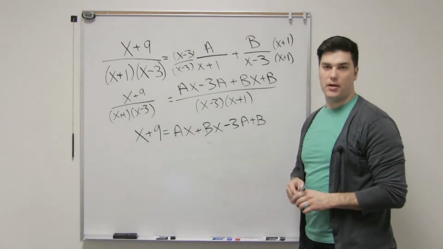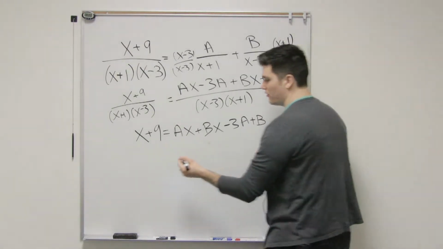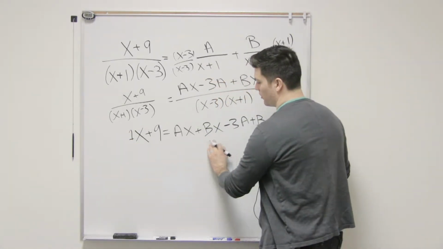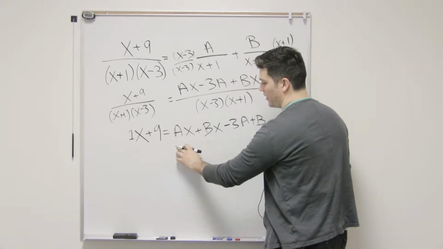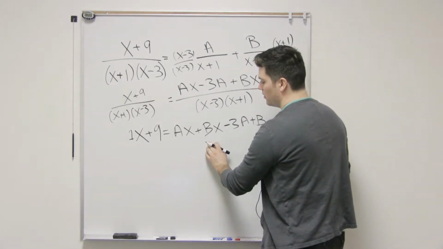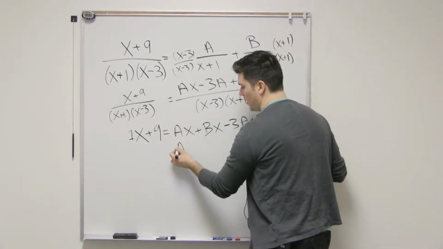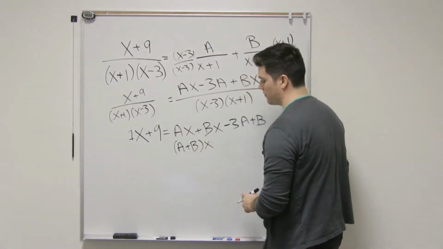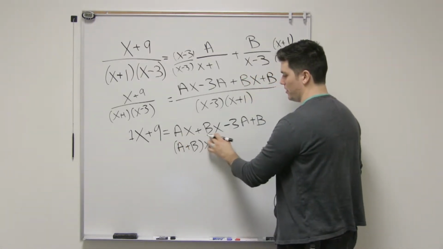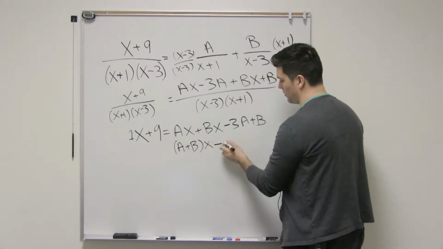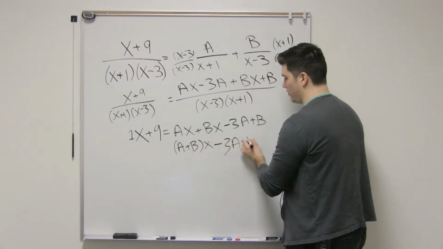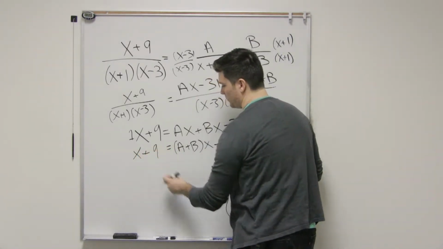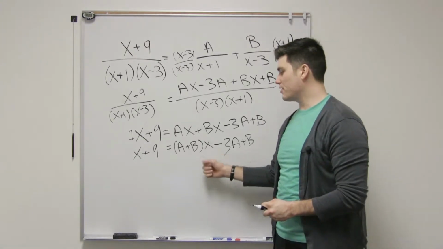Now this is the fun part about partial fraction decomposition. We see over here we only have one x. So we are concerned with the coefficient for x on this side. Since we have an ax plus bx, we can factor the x out of both of those and say a plus b times x is equal to ax plus bx. And so now we keep this other part the same, minus 3a plus b, and still that is equal to our x plus 9.